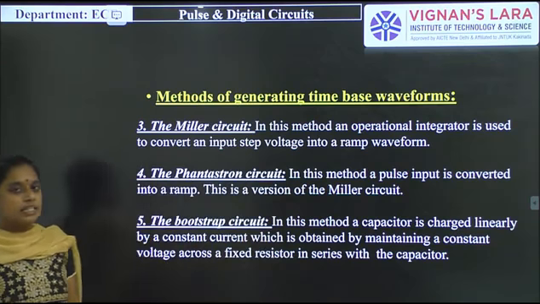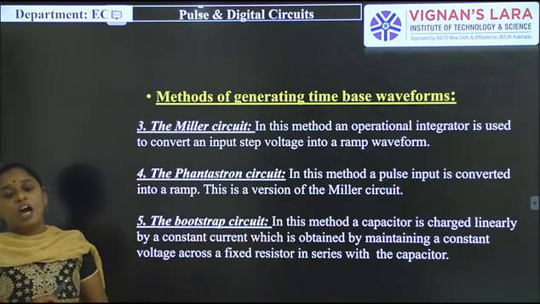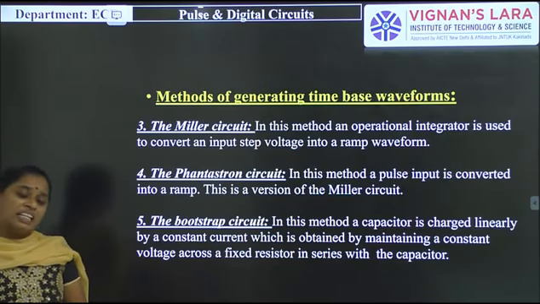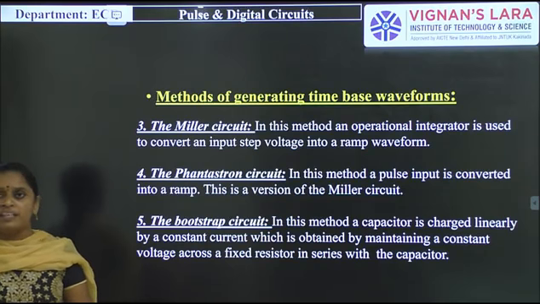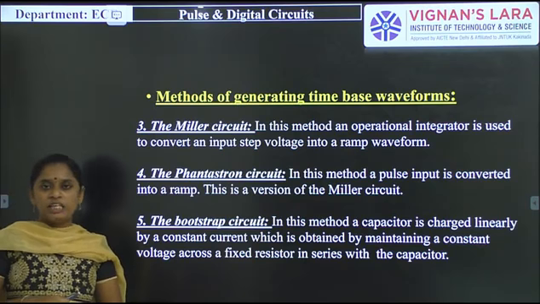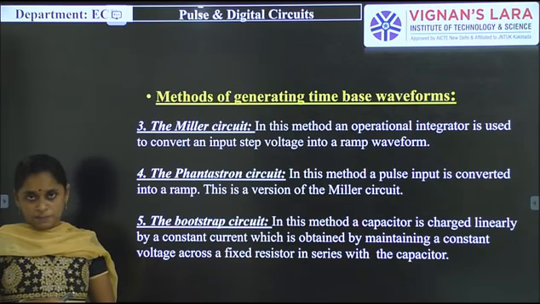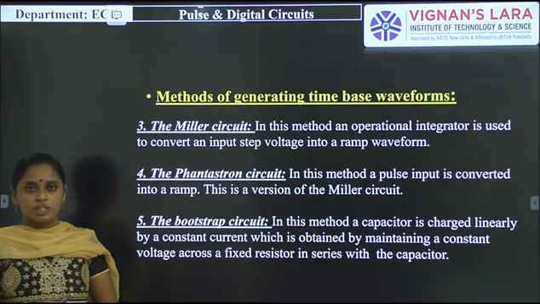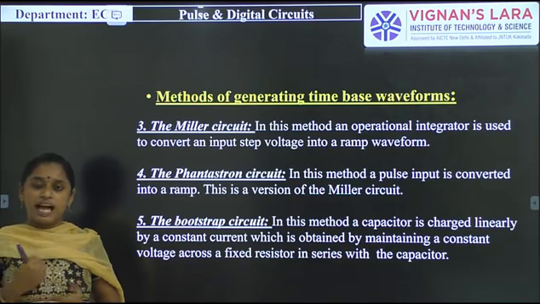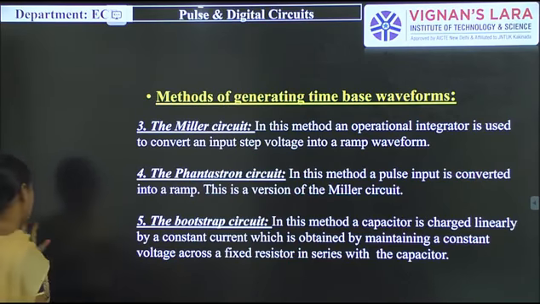So in this unit we discuss majorly three things: the exponentially charged method, the bootstrap circuit and the Miller circuit. These are very important. In every concept we have to find the deviation from linearity. So that is also very important. The deviation from linearity can be measured with three conditions: the sweep error, the displacement error and the transmission error. So in every concept we have to discuss these three things, as well as how to find the displacement error and transmission error.